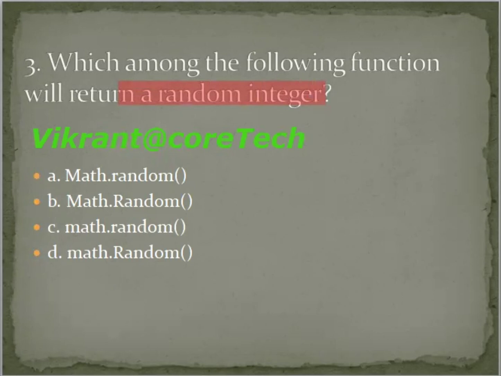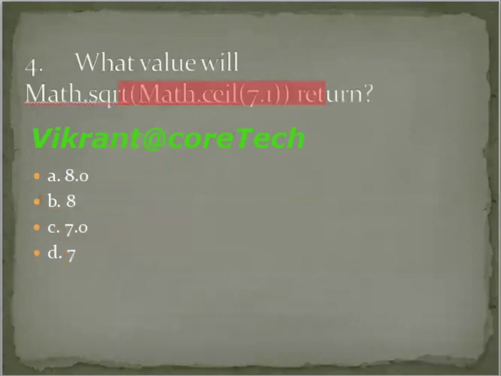So Math, M is capital. It means let us go for these two options and strike off the two options which consist of a small m. Now random, R should be small. So the correct answer is option A. You can keep on typing and posting the correct answers in the chat box, which you can review later.